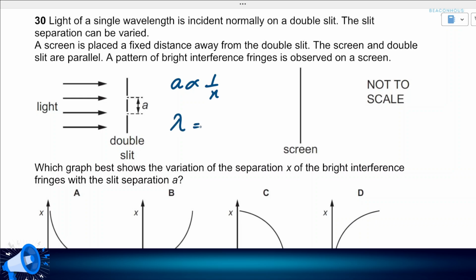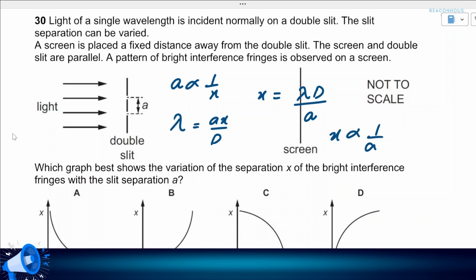How do we know? Lambda equals AX over D. If I make X the subject, I'll be left with X equals lambda D over A. And if everything else is constant, then X and A are inversely proportional.